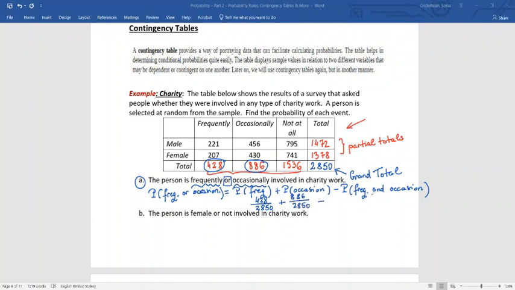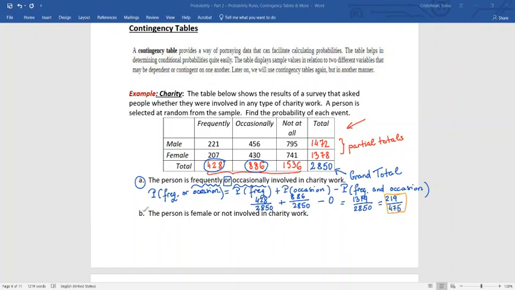And let's see, do I have any overlapping part? Do you see these two columns having an overlapping part? The answer to that is no. So these are mutually exclusive, meaning the probability of frequently and occasionally is 0. So our final answer will be the result of adding 428 and 886 divided by 2,850. After you simplify, the final answer should be 219 over 475.